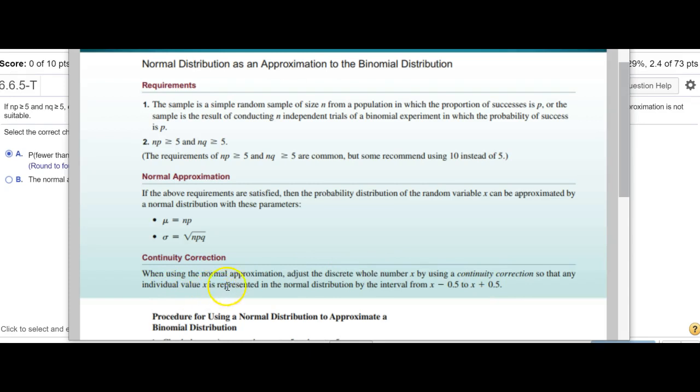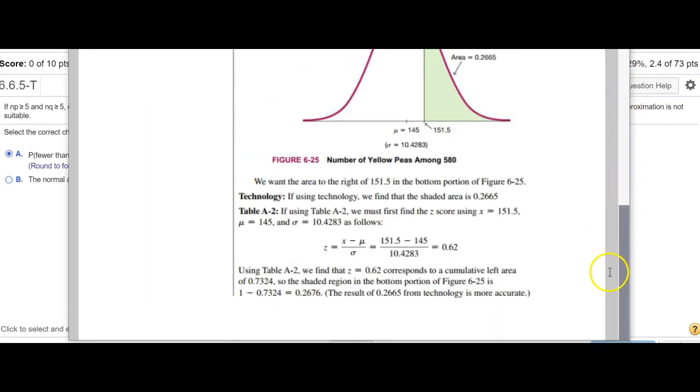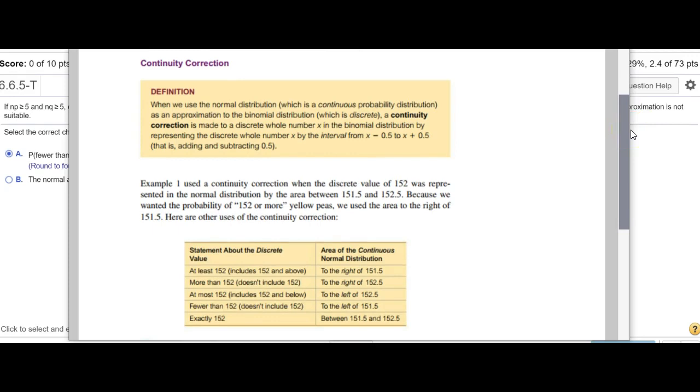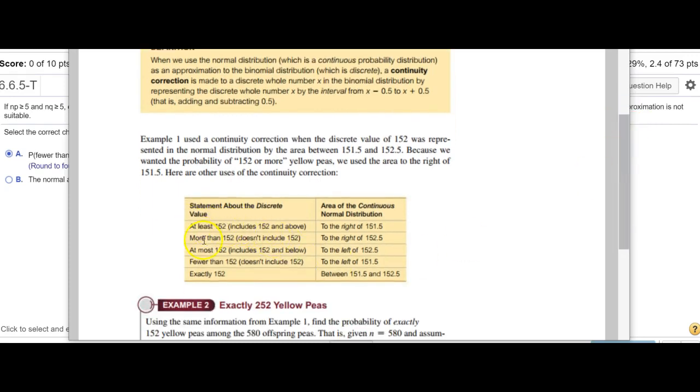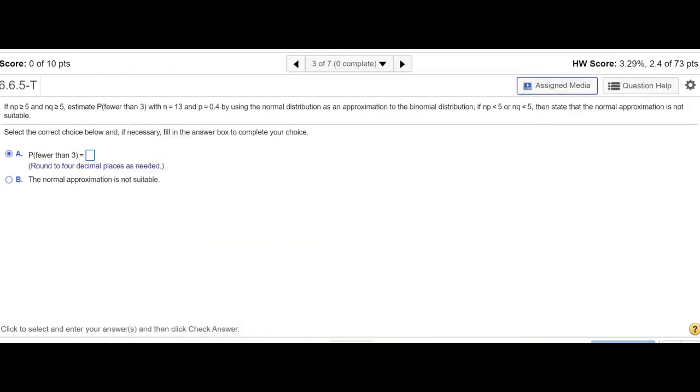The value of x is represented in the normal distribution, and we have to take into account either adding 0.5 or subtracting 0.5. In the example here, you can go through, they do an example, where these statements are "fewer than," right? We use fewer than 3. So fewer than 152 doesn't include 152. So we're really looking to the left of 151.5. In this case, we're really looking to the left of 2.5. That is an important part there. This x value is going to be 2.5 when we use that.